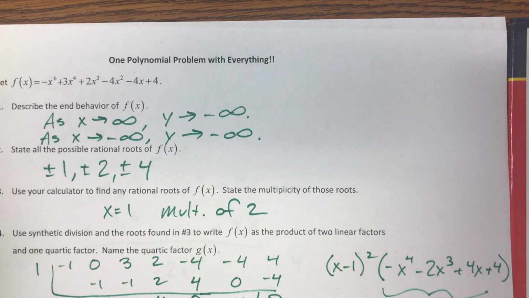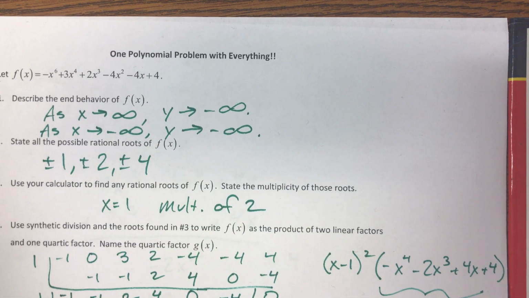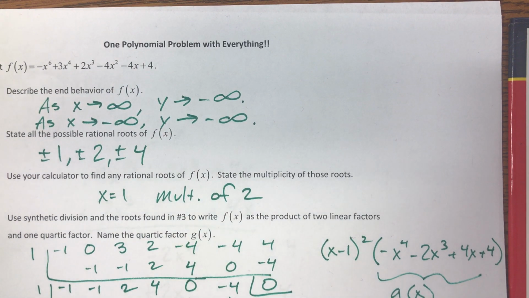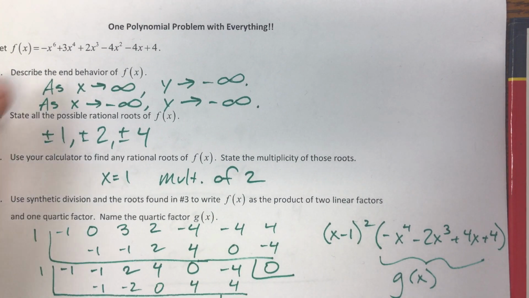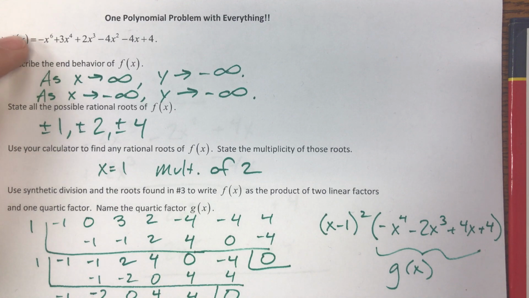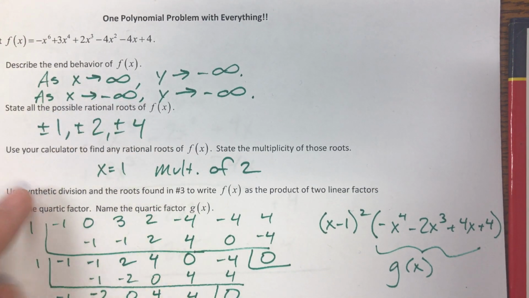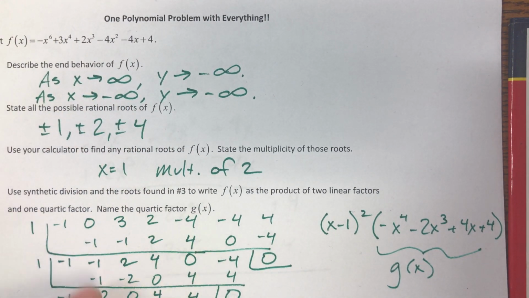Okay, I'm continuing the one polynomial problem with everything. I got interrupted by the bell on the first one, and the first one is still valid, but I did catch my mistake. So what happened was, if you remember, it was this polynomial of degree 6 that we're looking at. We talked about the end behavior. We found the possible rational roots.